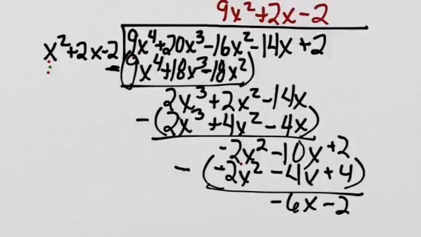So the remainder always goes over the divisor, and I'm going to run out of room here, but that remainder of negative 6x minus 2 goes over this divisor, x squared plus 2x minus 2. Sorry, it's really squeezed in there. Hope that helps.